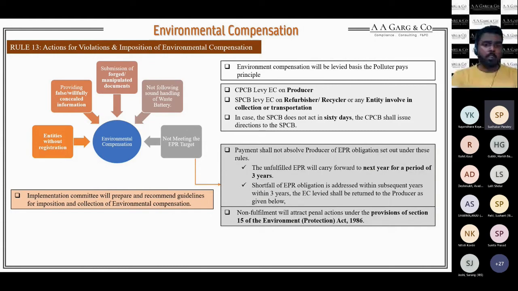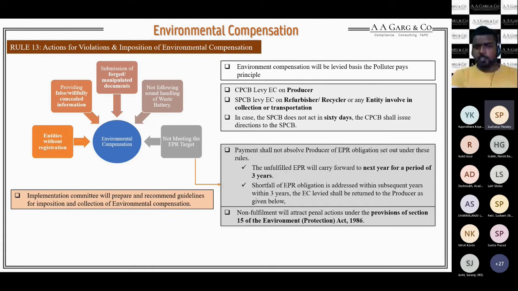And if you are not following the sound handling of the waste battery, then also this environmental compensation will be levied. As well as for the producer, if they are not meeting the EPR target, then also the environmental compensation will be levied. And how will this environmental compensation be levied, what will be the guideline? There is the implementation committee. They will prepare and recommend the guidelines for imposition and collection of environmental compensation. This environmental compensation will be levied on the basis of the polluter pays principle.